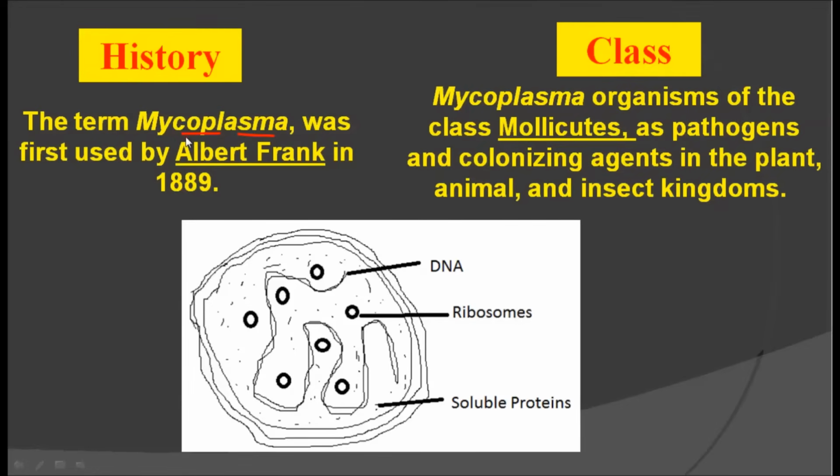Historically, the term mycoplasma was first used by Albert Frank in 1889. Myco stands for fungi-like, and plasma means formed from. That means formed from fungi-like substances. These mycoplasma belong to the class called Mollicutes, and they are pathogenic to the plants, animals, and insect kingdoms.